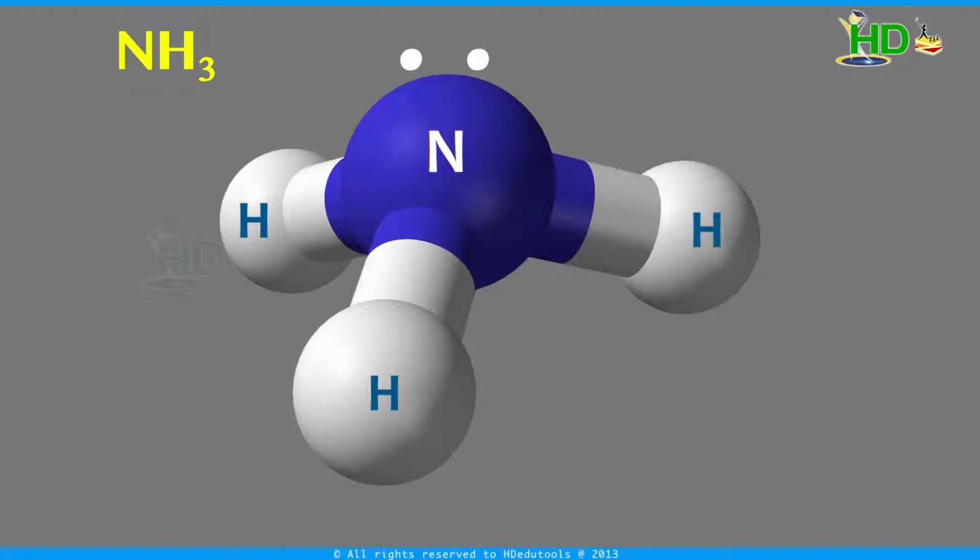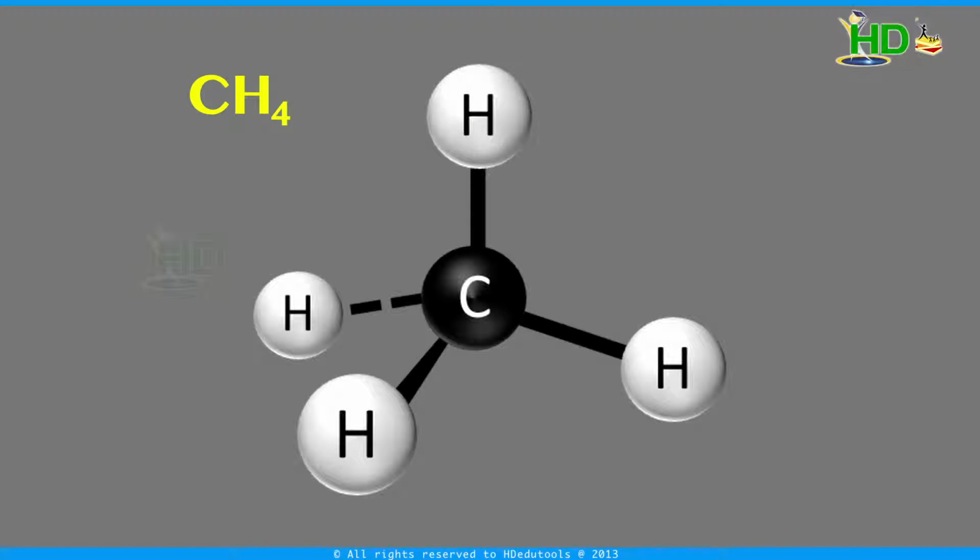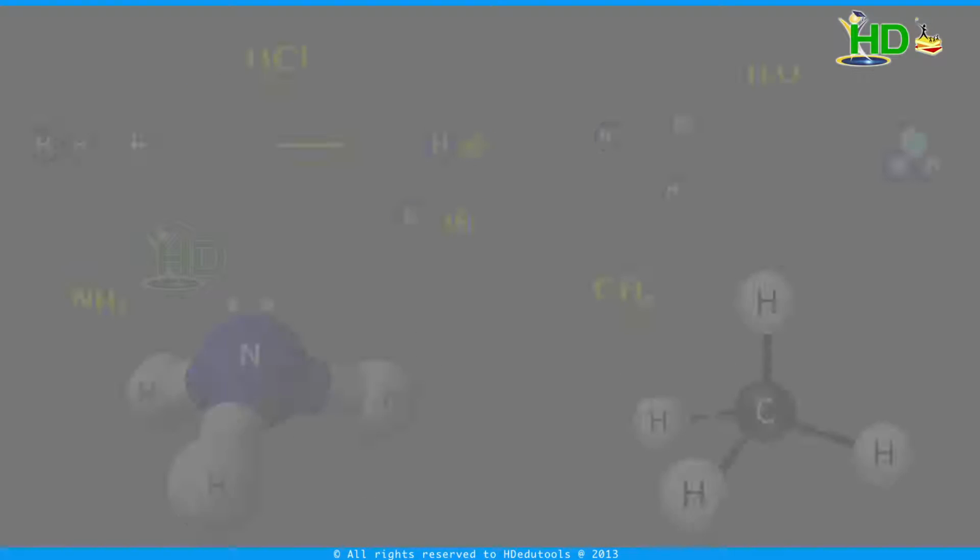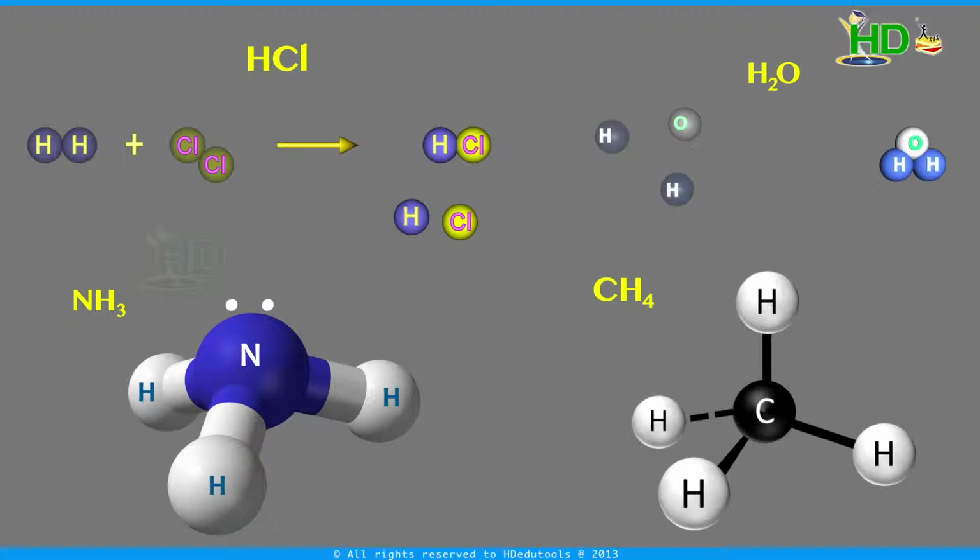Ammonia, NH3, three hydrogen atoms combine with one nitrogen atom. Methane, CH4, four hydrogen atoms combine with one carbon atom. From this, what we can understand? During the formation of the molecules of the compounds, atoms combine in certain fixed proportions.